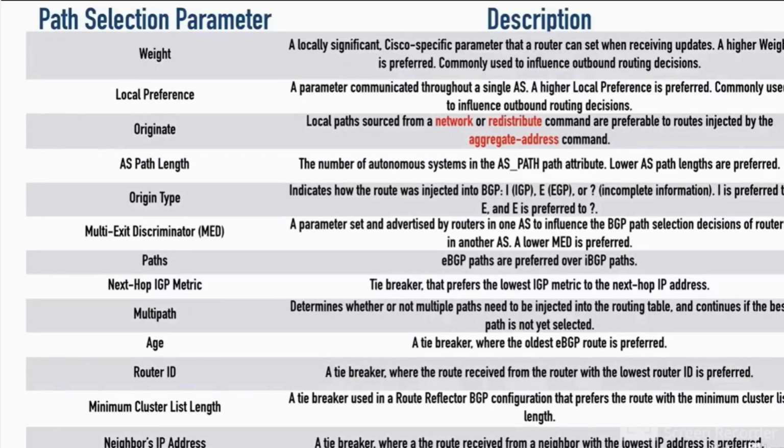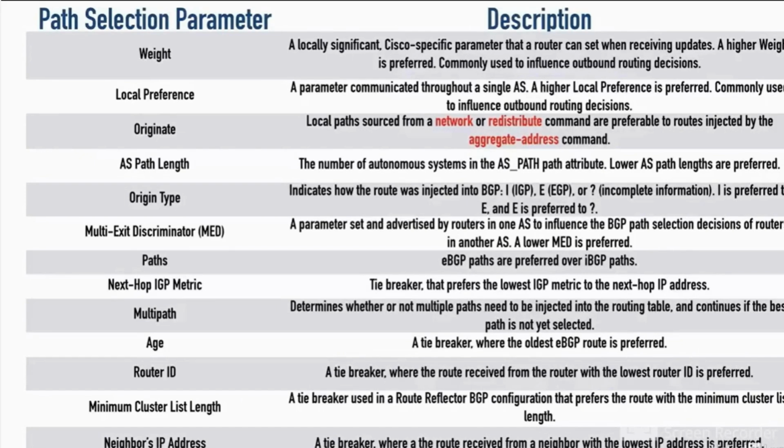Then we ask if we're enabled for BGP multipath. Do we need to have multiple paths injected into the routing table? If we still haven't selected a best path, the search continues. And the next tiebreaker is the age of the eBGP route. Which one is the oldest? And the oldest one, that's the one that's preferred. It's older and wiser, we assume.